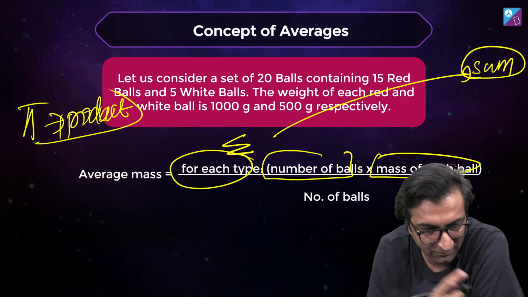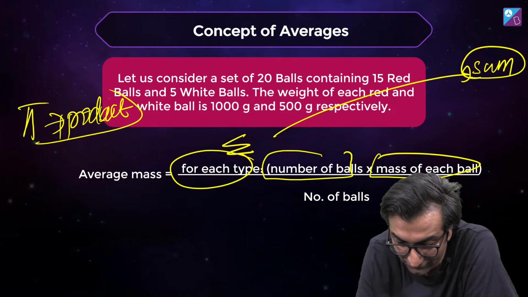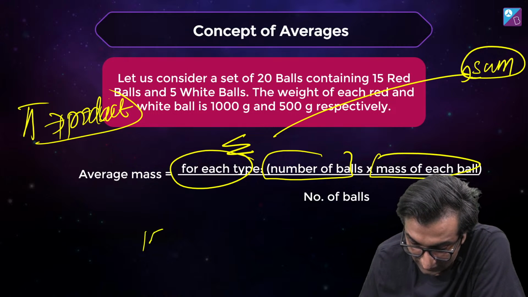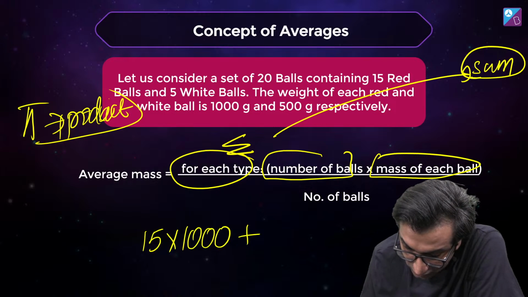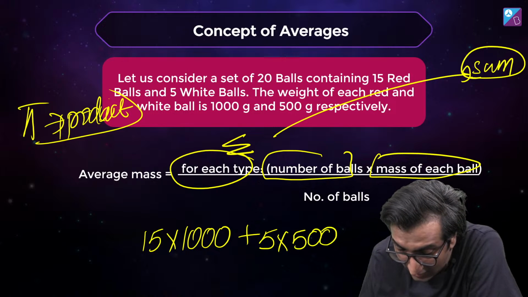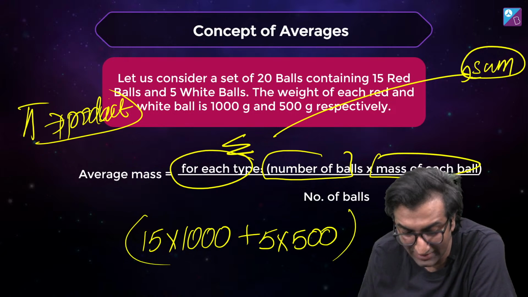750, okay. Manchana, thank you. What is 750? Are you saying कि 15 into 1000 plus 5 into 500 and then, एक मिनट, ये तो बहुत बड़ा नंबर हो रहा है, ये एवरेज थोड़ी ना होगा.